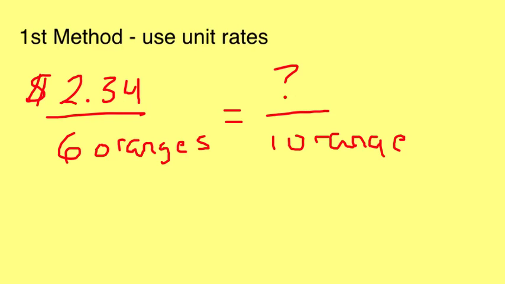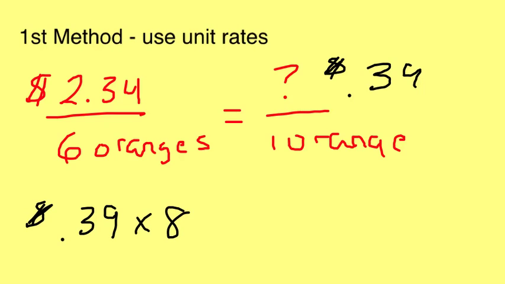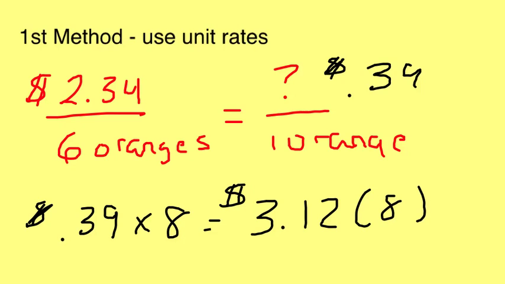So go ahead and put into your calculators $2.34 divided by 6 and tell me what you get for 1 orange, or what's the unit cost. You should have gotten 39 cents per orange. And so in order to find out how much it costs for 8 oranges, we're going to multiply 39 cents times 8, and we should get $3.12, and that's for 8 oranges.